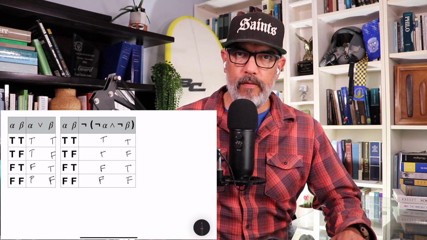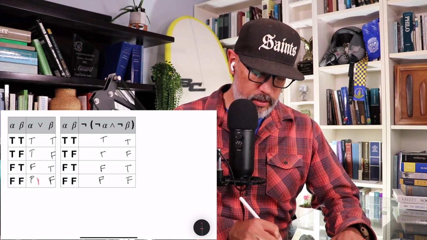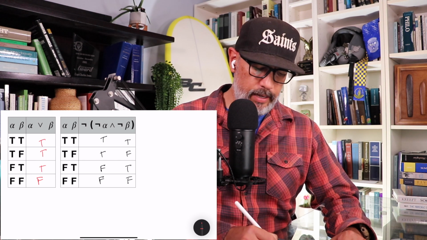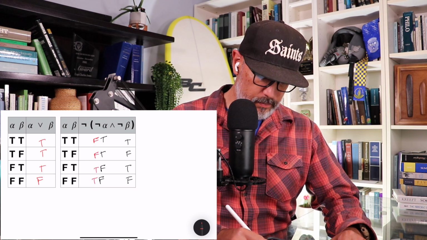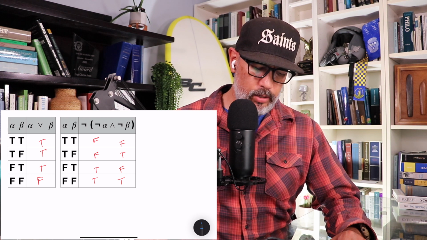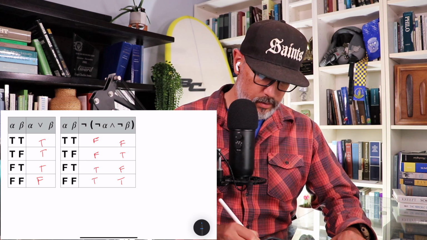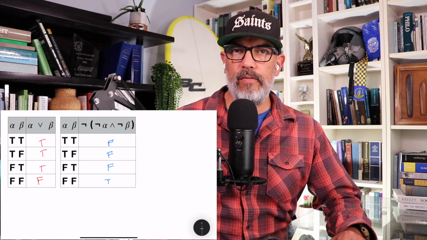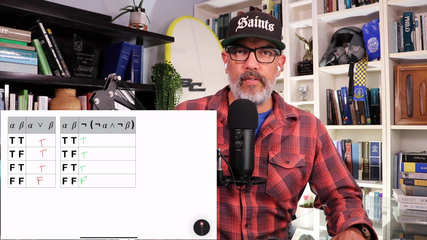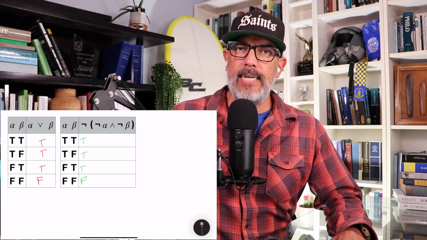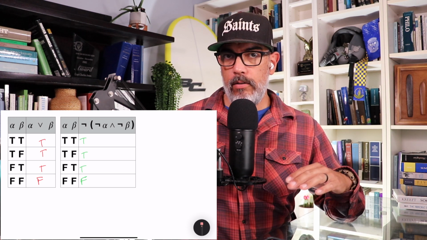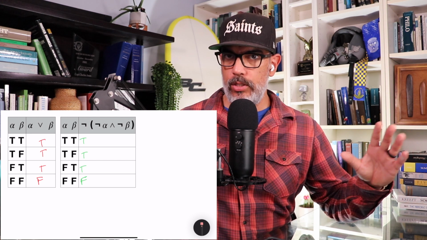First, the disjunction is only false when both disjuncts are false. That's the bottom row. Then the nots on the alpha and the beta flip the T's and F's. Then the conjunction will only be true when both conjuncts are true. That's only in the last row. Then the not will flip all the T's to F's and F's to T's. And we have successfully defined the or using not and. That means using not and, we can define or, arrow, and double arrow. We can define all the rest of them using just these two.